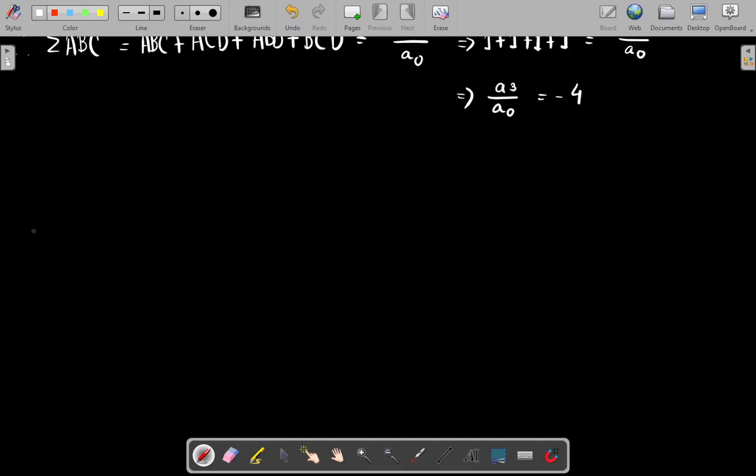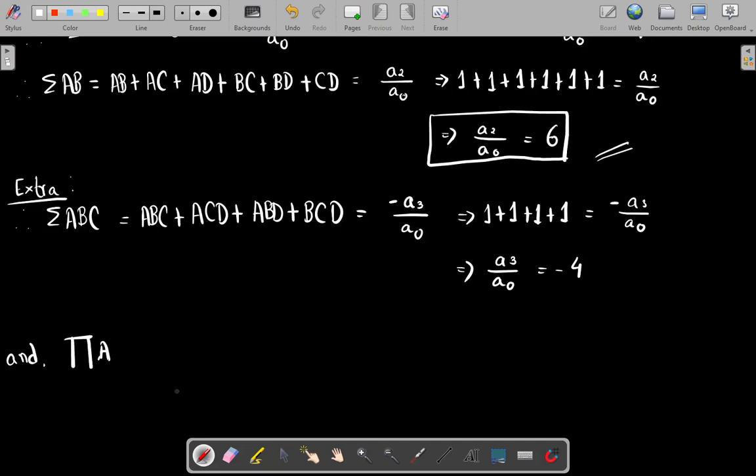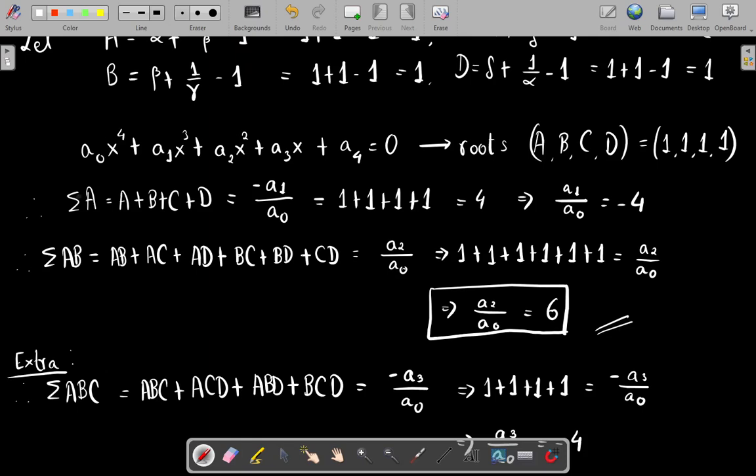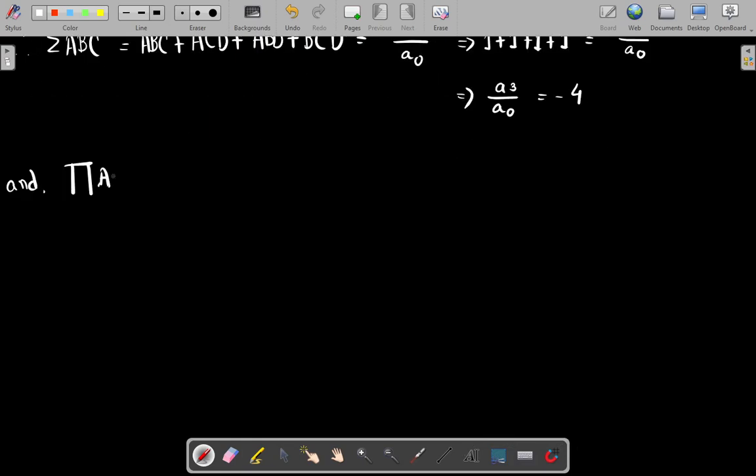And lastly, let us find the product of roots. This is given by pi of A. Summation stands for sum. Summation A means A plus B plus C plus D, and this capital pi stands for product of roots. So pi of A means A times B times C times D. How many roots are there? If there are 5 roots, this is A B C D E.